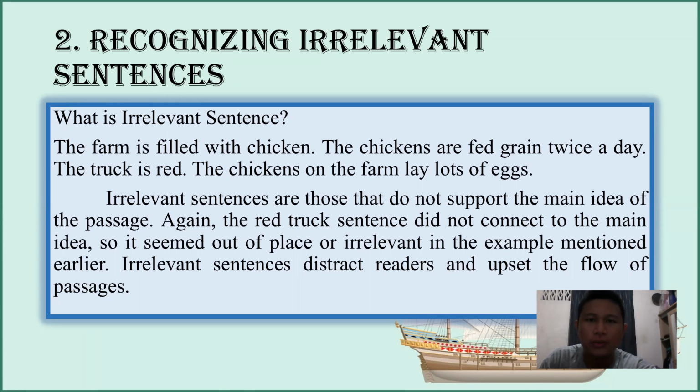The sentence about the red truck didn't seem to fit, did it? The other sentences were about the chickens. The last thing most readers would expect to see in a passage about chickens is a sentence telling us the truck is red. Simply stated, it doesn't fit in and is not related to the topic of the passage. Irrelevant sentences are those that do not support the main idea of the passage. And again, the red truck sentence did not connect to the main idea of the chickens, so it seems out of place, or we can say it is irrelevant.